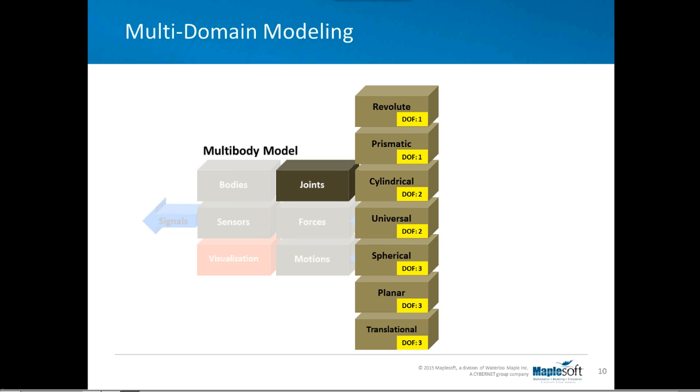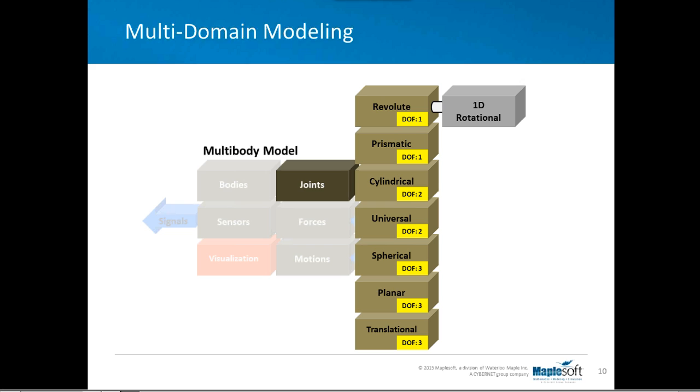But this is a typical list of available joints in most multi-body simulation tools. As we have seen, we have the translational, planar, spherical, universal, cylindrical. The two that we are going to be focusing on, and it becomes apparent shortly, are the revolute and the prismatic joints. As I said, these two provide only 1 degree of freedom, and they are the two components that provide connection to the 1D mechanical domain.